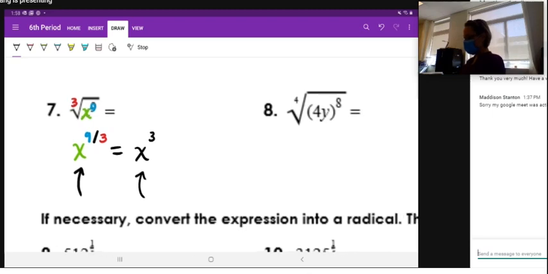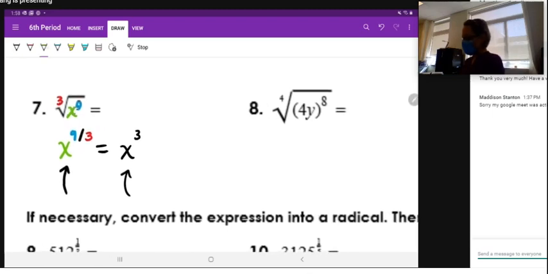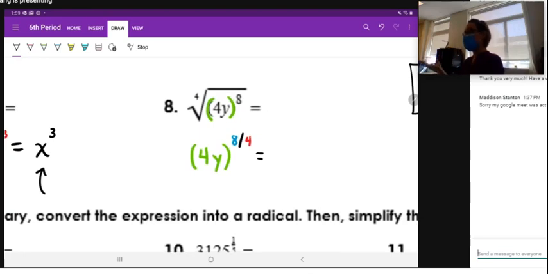So once you do number 7, number 8 should seem pretty similar. We are going to convert this into an exponent. So we start with our base. Our base is parentheses 4y parentheses. And if you don't have those parentheses in there, you're going to be wrong. So caution. To the 8/4, the exponent over the index. And again, 8/4 is just a fraction, and that simplifies to 2. So you could rewrite this as parentheses 4y parentheses squared.